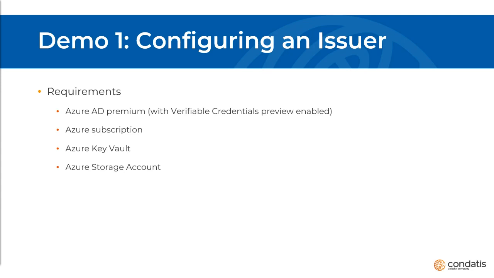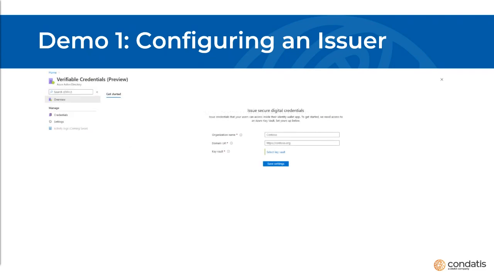The resources we need are an Azure Key Vault to create the cryptographic keys and an Azure storage account to upload the verifiable credential configuration. Once we have everything in place, we can proceed to configure our Azure Active Directory to use verifiable credentials. We can access the verifiable credentials blade using this link if it's not available in the services list.